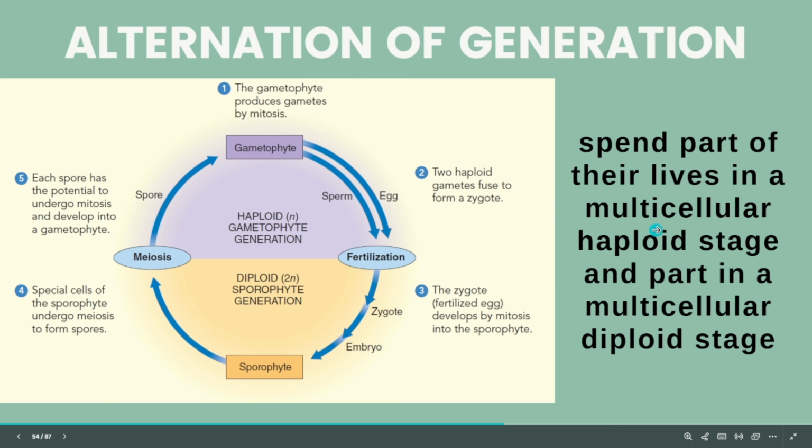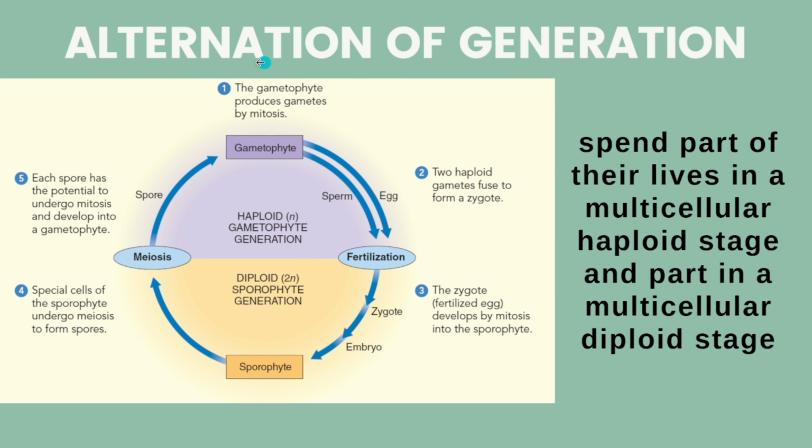The plant life cycle is what we call the alternation of generations life cycle, meaning that plants spend part of their life in a multicellular haploid stage, and part in a multicellular diploid stage. The haploid stage is the gametophyte, and it only has half of the chromosome number. The diploid stage is 2n, meaning they have the full chromosome number.